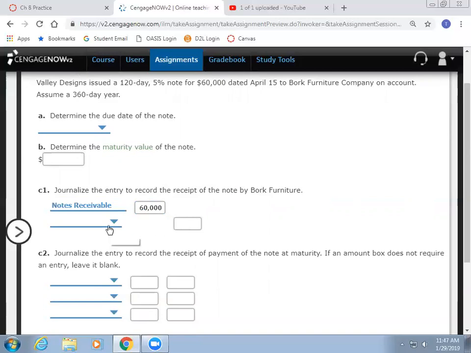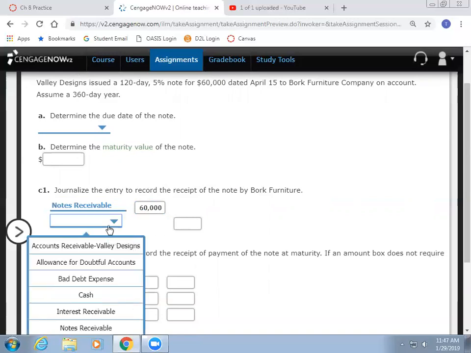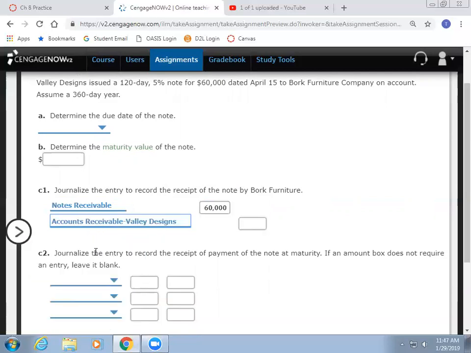And then in this case it was on account. So since it was on account, I'm going to credit their accounts receivable. We didn't loan them money, it was actually on account. So I debit notes receivable and credit accounts receivable, Valley Designs.